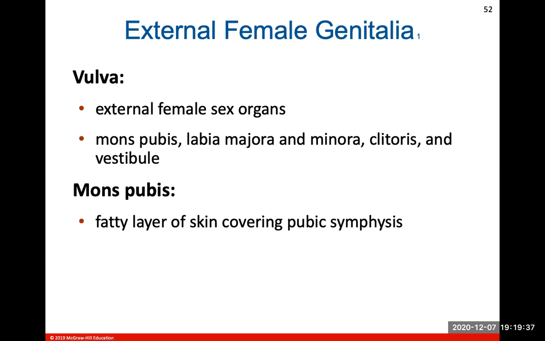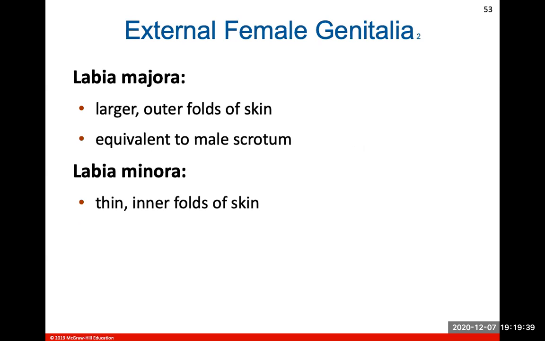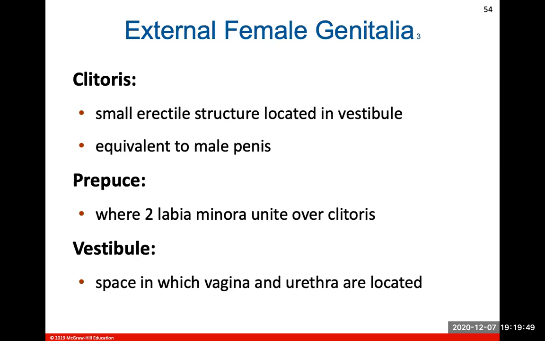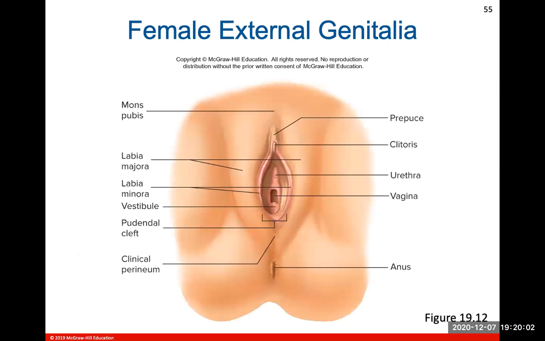The mons pubis is the fatty layer of skin covering the pubic symphysis. The labia majora and minora are folds that, again, protect against bacteria getting into the vagina. The clitoris is equivalent to the male penis. The prepuce is where the two labia minora unite. The vestibule is the space in which the vagina and urethra are located. And you can see here the female external genitalia.